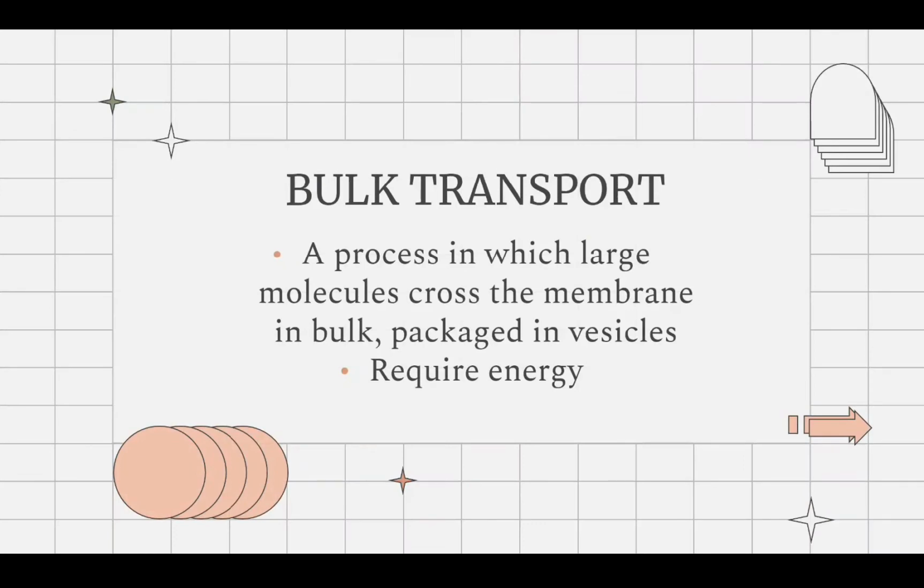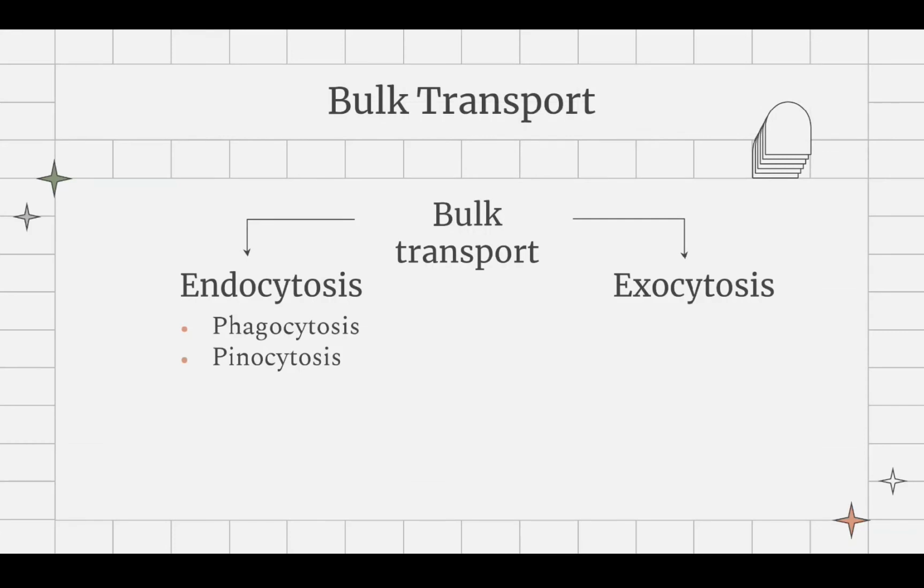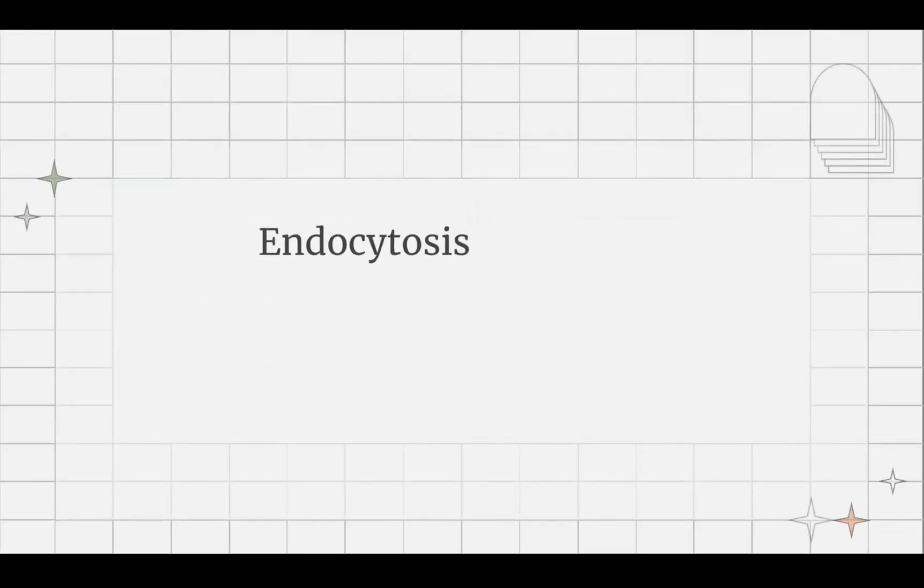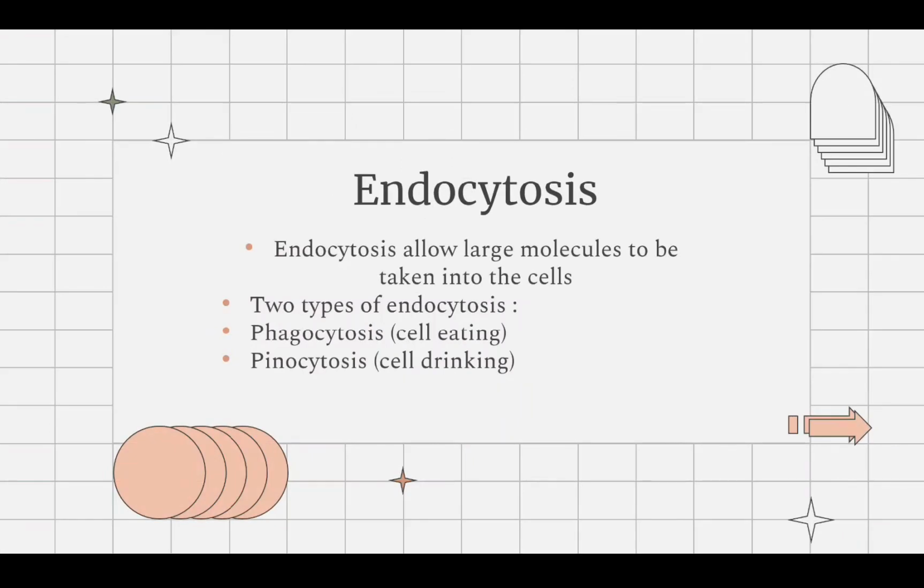Next, bulk transport. Bulk transport is a process in which large molecules cross the membrane in bulk packages in vesicles. It requires energy. There are two types of bulk transport, which is endocytosis and exocytosis. Endocytosis allows large molecules to be taken into the cells. There are two types of it, which is phagocytosis and pinocytosis.